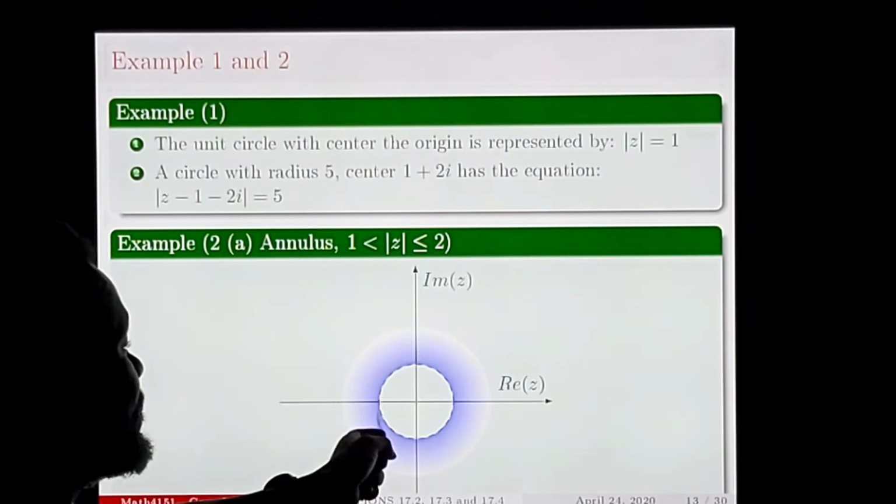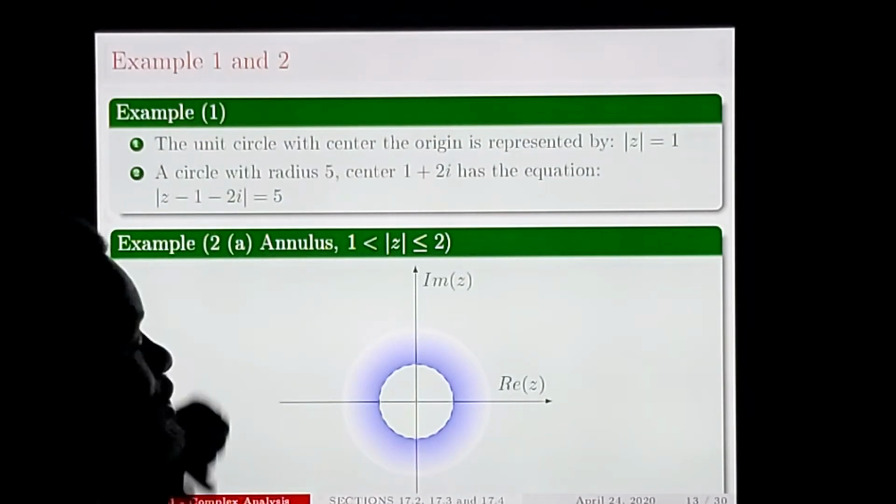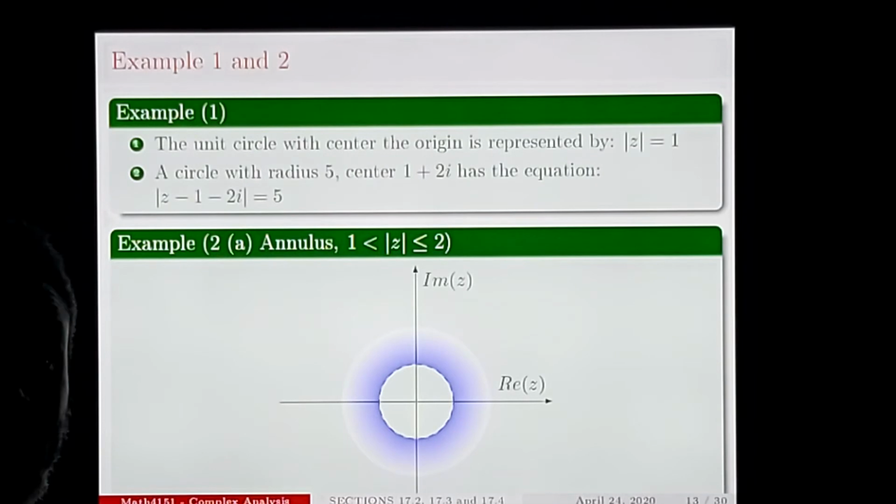That on this side is open inside, outside is closed. This is the equation of that. Okay, that's the example we have. I hope it makes sense.